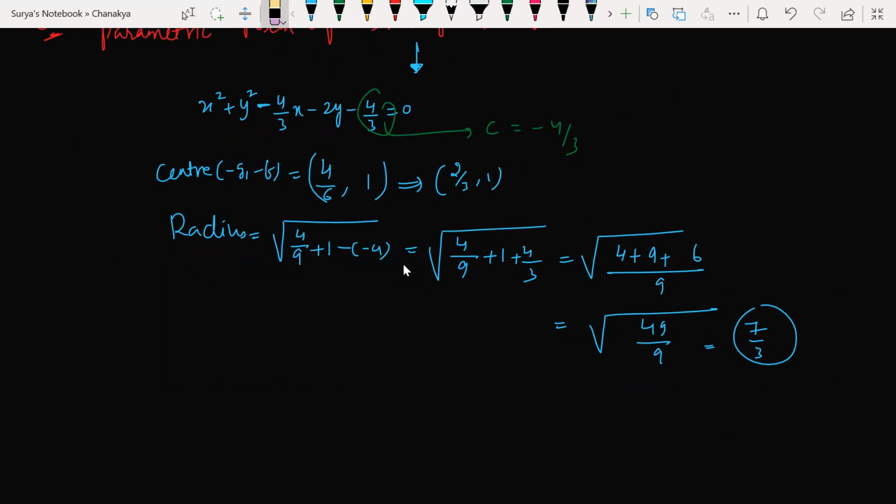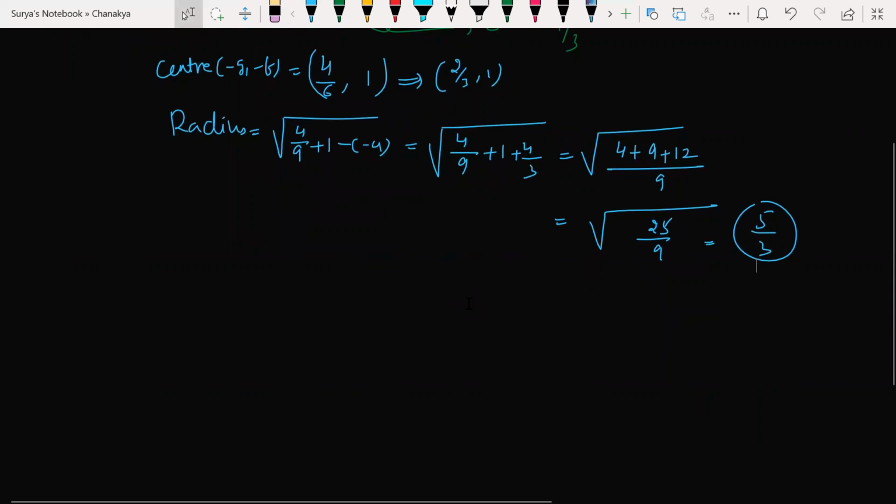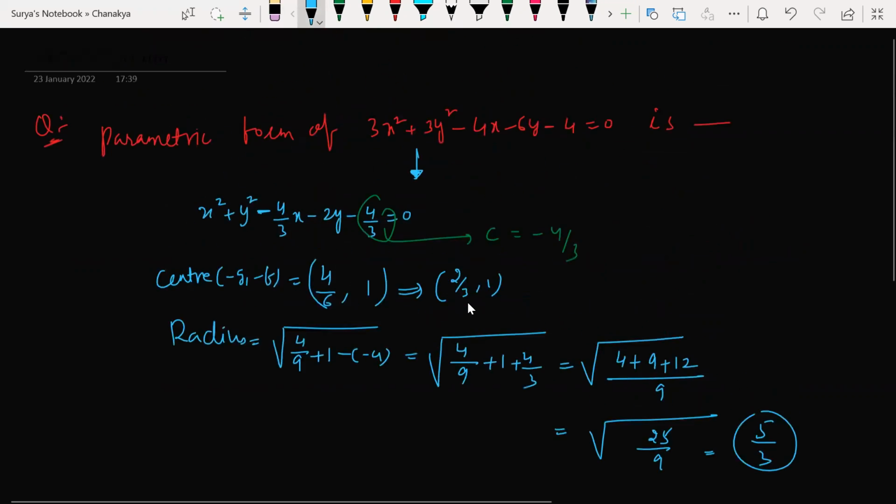So 4 by 9 plus 1 plus 4 by 3, which is 4 plus 9 plus 12 over 9, so 25 by 9. The square root of 25 by 9 gives you 5 by 3. Am I right? Yes. So now, what is the parametric form of the circle which has been given to you here?